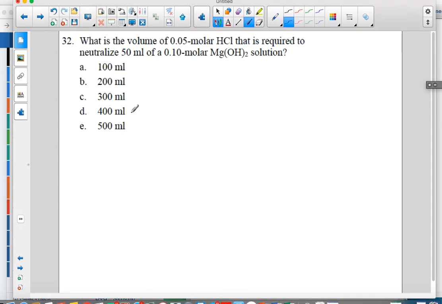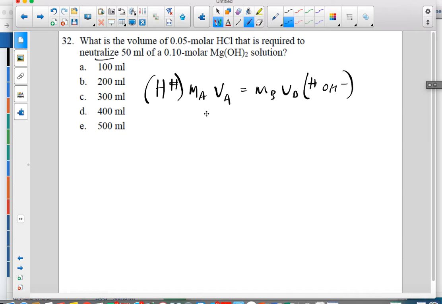Alright, so this is part 2 of prepping you for the exam. Whenever it says neutralize, that means we're going to do the number of H pluses, because they love this in the multiple choice. Molarity of the acid times volume of the acid is equal to the molarity of the base times the volume of the base, and then the number of OHs. So that's the equation we're going to use.